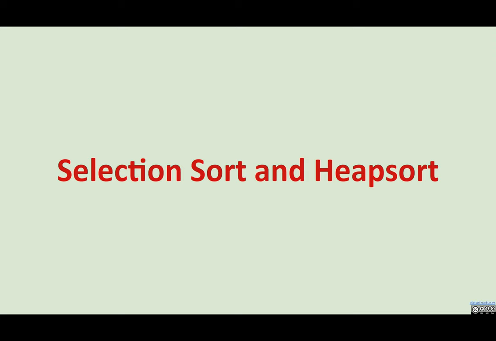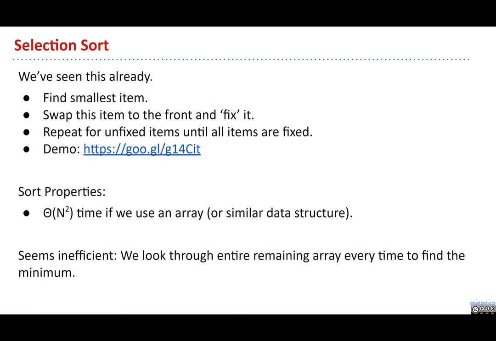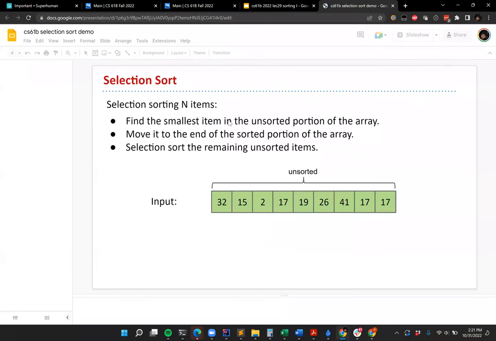Okay, let's go concrete and talk about selection sort, and remind ourselves of what that is and think about it in terms of all the things we've been talking about so far. Selection sort, we talked about way back in lecture 3. It's an algorithm for sorting items where we find the smallest item, then we swap that item to the very front, and then we fix it. Fixing it means gluing it, keeping it in place. Then we repeat that process for unfixed items until all of the items are fixed.